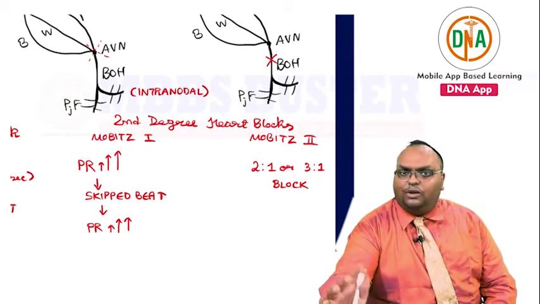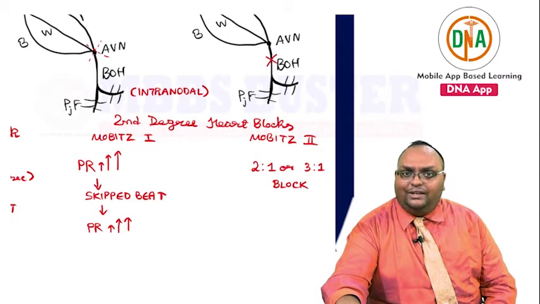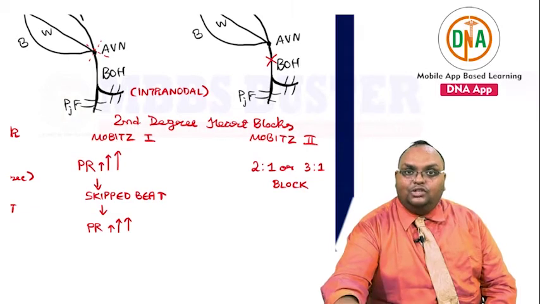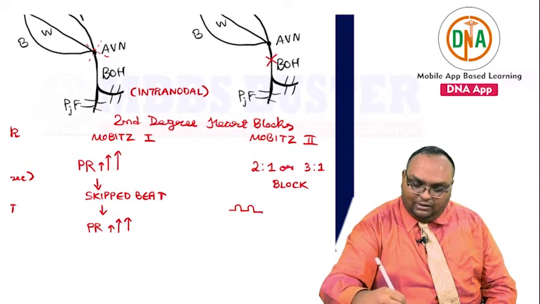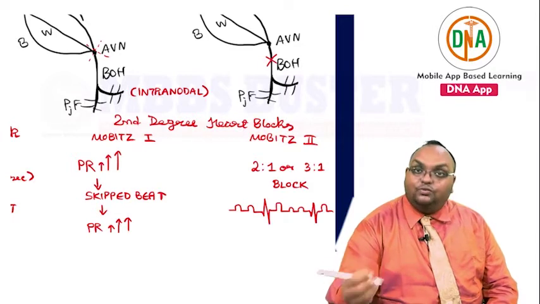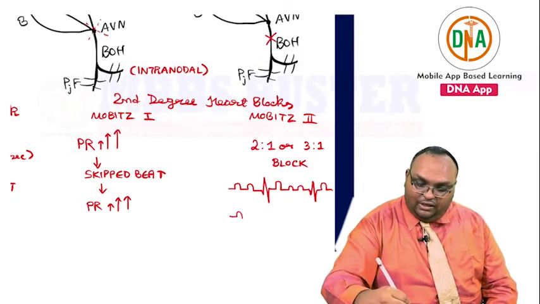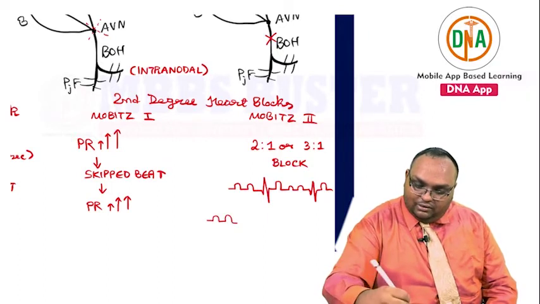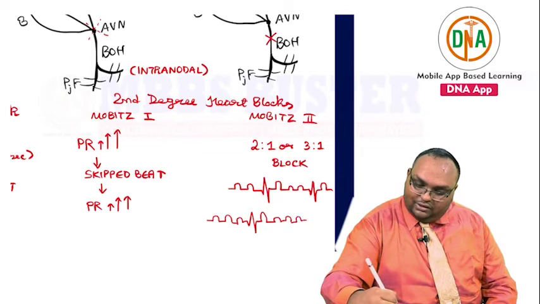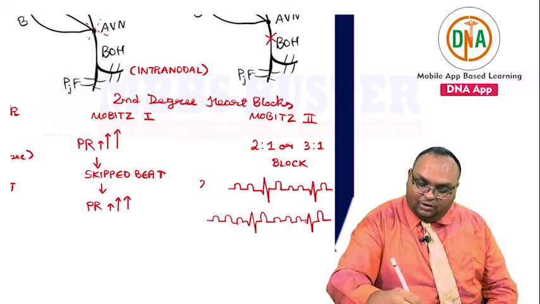What does this 2:1 or 3:1 mean? Every two atrial firings, the third one you have a ventricular let off bypass, that is 2:1 heart block. So it would be something like this: a P, and then a QRST, a P, and then a QRST. This would be a 2:1 block. If it were a P, QRST, a P, QRST, this would be a 3:1 block. I hope you're getting the difference.